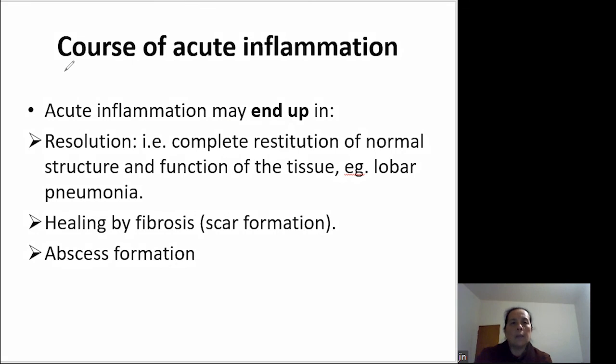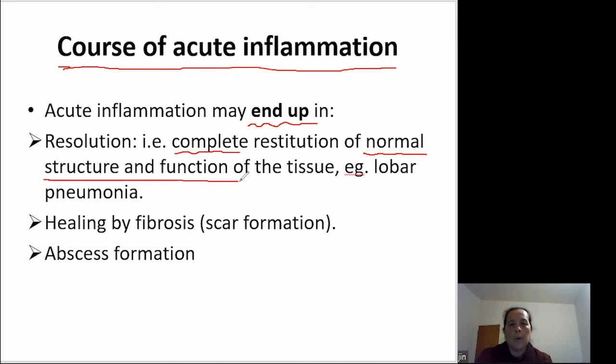Then we're talking about the outcome of acute inflammation. That means after acute inflammation happens, what will happen? Acute inflammation could end up totally recovered. We say it can totally recover like a normal tissue, normal structure, and recover normal functions. Like when people have pneumonia, after pneumonia, the tissue totally recovers. So that's the first possibility.